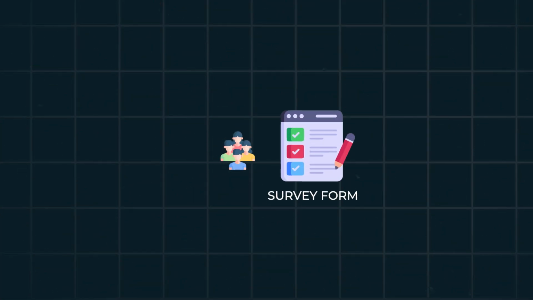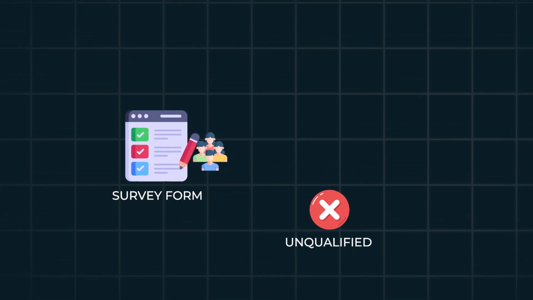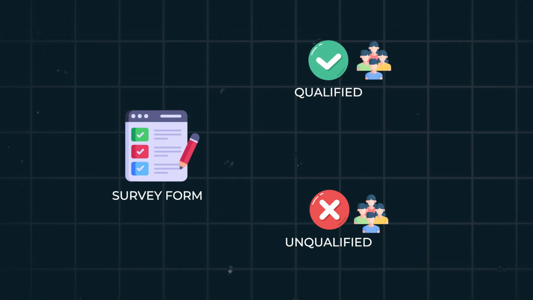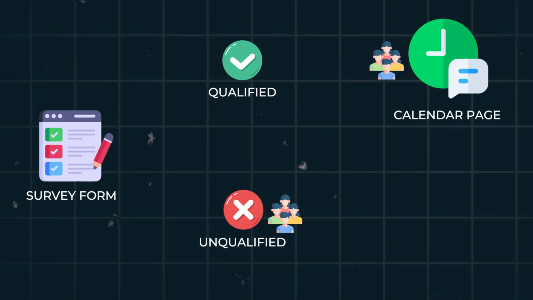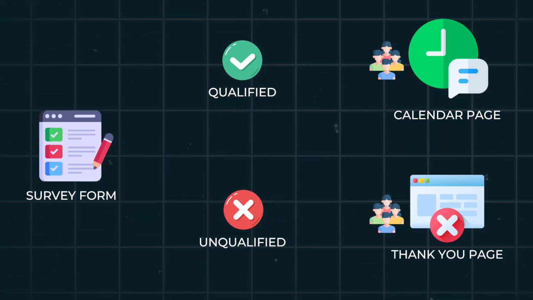After they've completed the survey or application, you should have 2 pools of people. The ones who filled it out and didn't quite meet the standards or qualifications you were looking for in a lead, and the ones who did. The ones who are qualified should be sent to your calendar page to book a call, but the ones who are not qualified should be sent to a different thank you page that does not have your calendar on it.